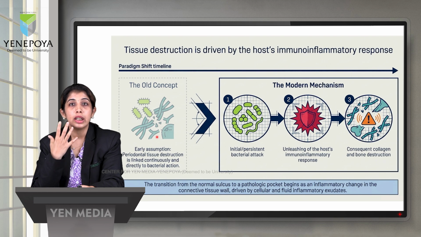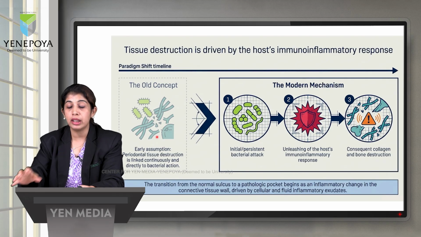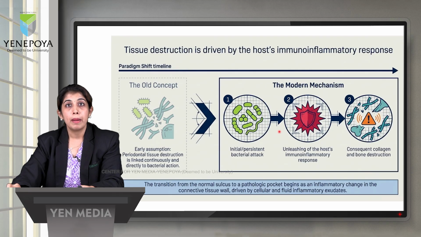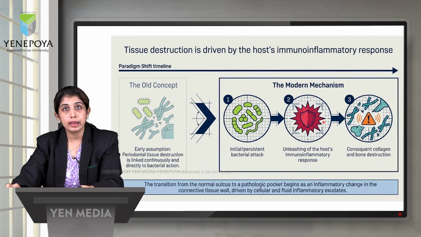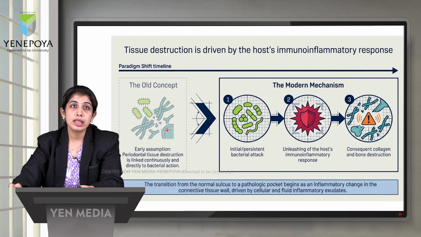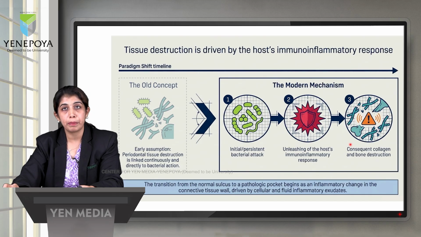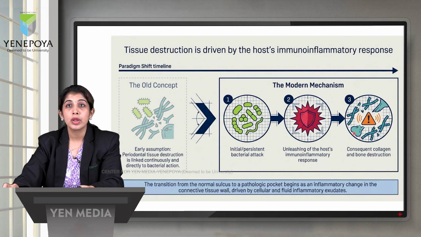So there is an immuno-inflammatory response. What are the initial cells that reach the area? Those are your PMNs, polymorphonuclear leukocytes. They try to defend against all these microorganisms, but at a point there is a tipping. Your host response is so strong that it tends to destroy the collagen and the bone. So the transition from the normal sulcus to a pathologic pocket usually begins as an inflammatory change in the connective tissue, which is driven by our own host response.